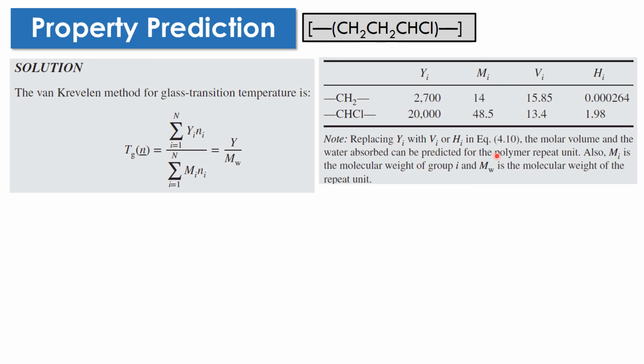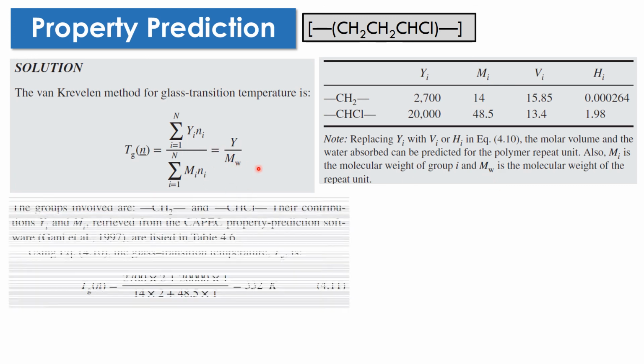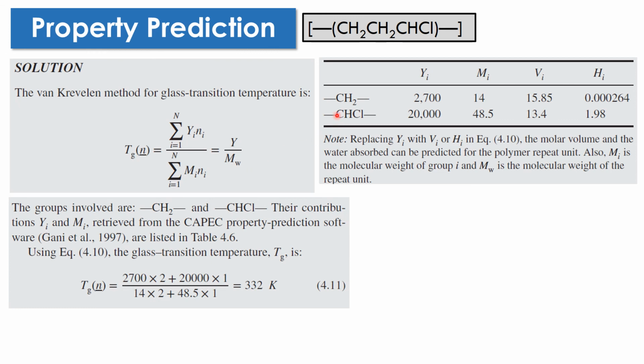Okay, and in this equation, if we change Yi with Vi, then we can calculate the molar volume. If we change it to Hi, then we can calculate the water absorbed. So Yi, Vi, and Hi are contributions which we can get from this table. Also Mi is the molecular weight of each group, and Mw is the molecular weight of the whole repeat unit. So for these groups, we just plug all the information into the equation, then we would obtain the answer, which is 332 Kelvin.